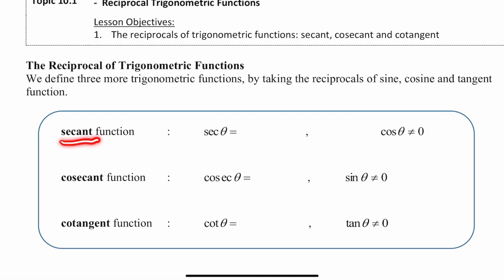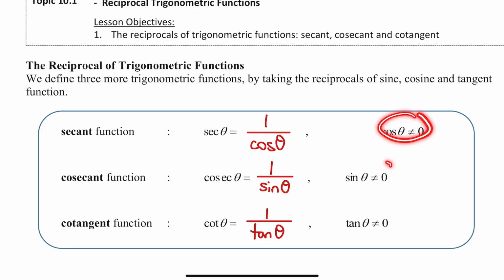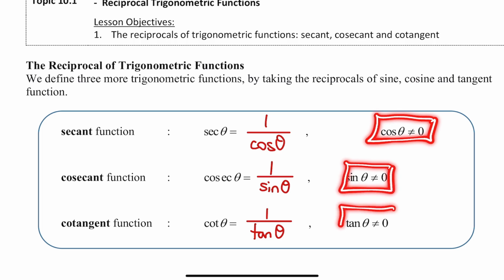Let's say secant theta is defined as 1 over cosine theta. Cosecant is just defined as 1 over sine theta. And the last one, cotangent, is defined as 1 over tangent theta. Note that there is a condition whereby cosine theta and tangent theta cannot be 0. Why? It's because now that I have a reciprocal function in a fraction, the denominator cannot be 0. If not, the fraction is not defined. So it is stated clearly that the denominator can never be equal to 0.